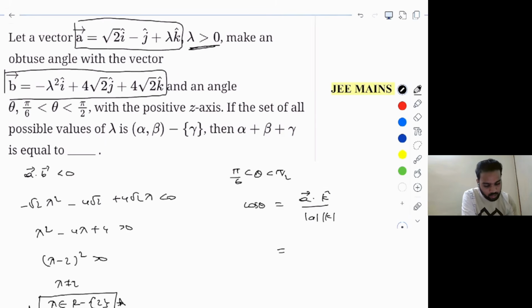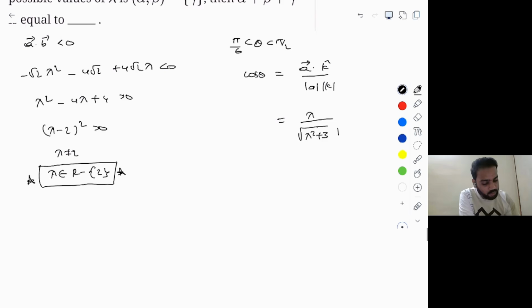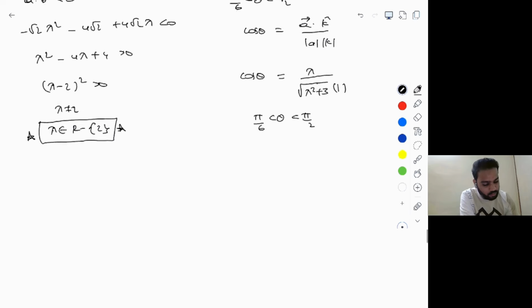So what is a dot k? The dot product of a bar with k cap will give you only lambda, divided by modulus of a. Modulus of a will be the square root of 2 plus 1, 3, plus lambda square, which gives you lambda square plus 3. And modulus of k cap is directly 1. So we get the value of cos theta as lambda divided by square root of lambda square plus 3.